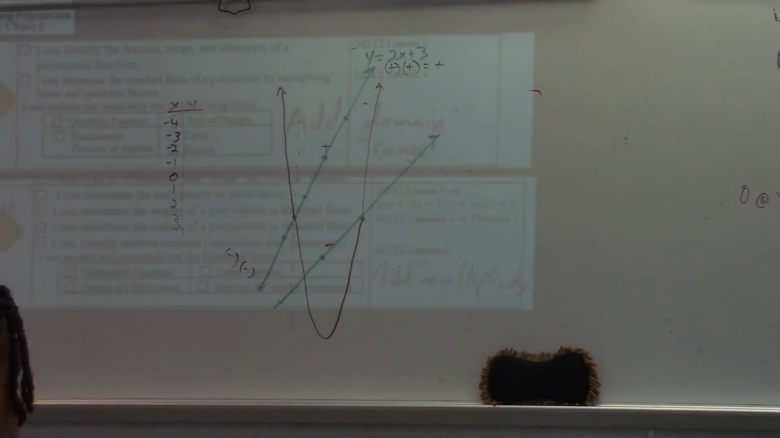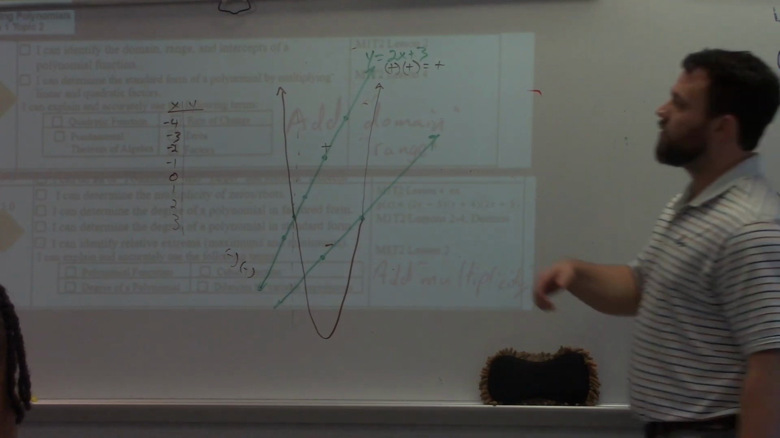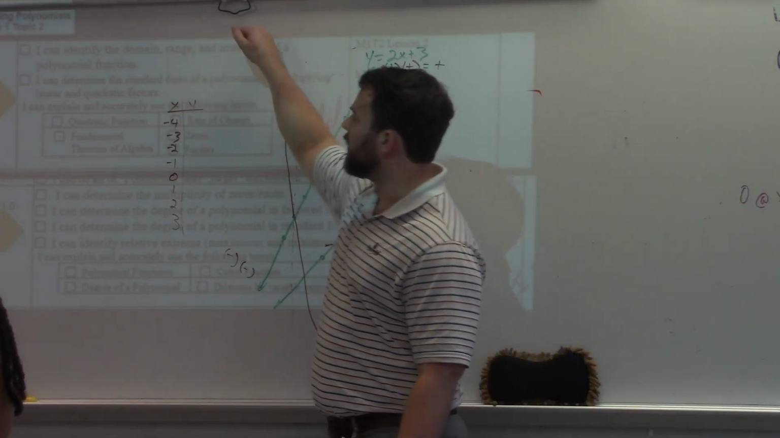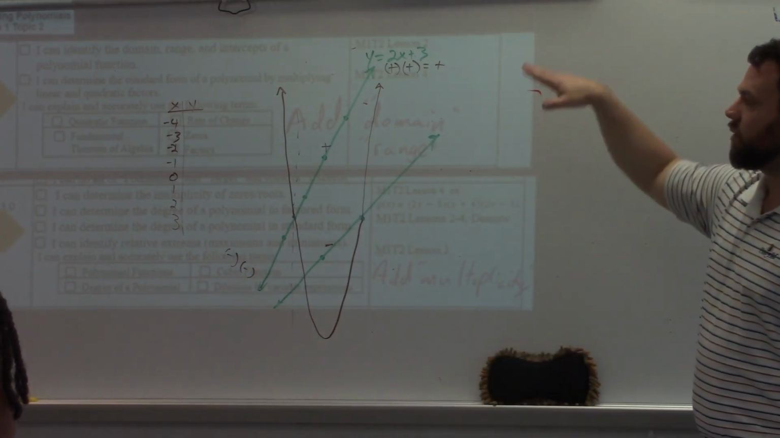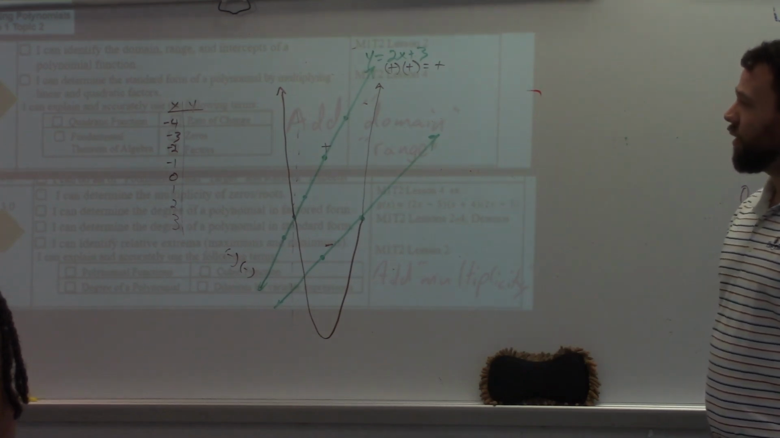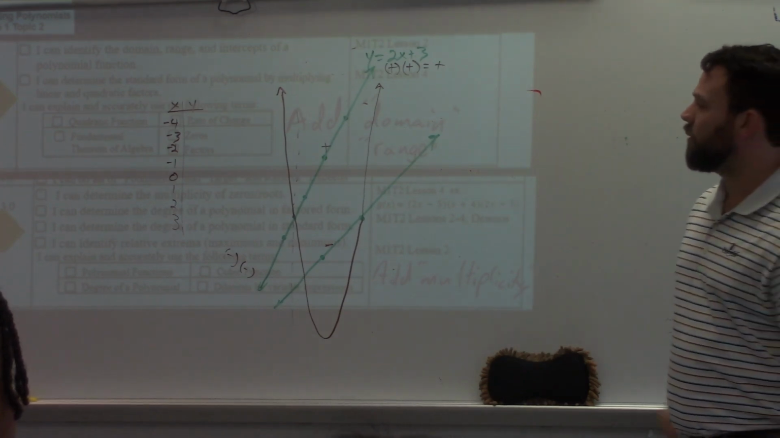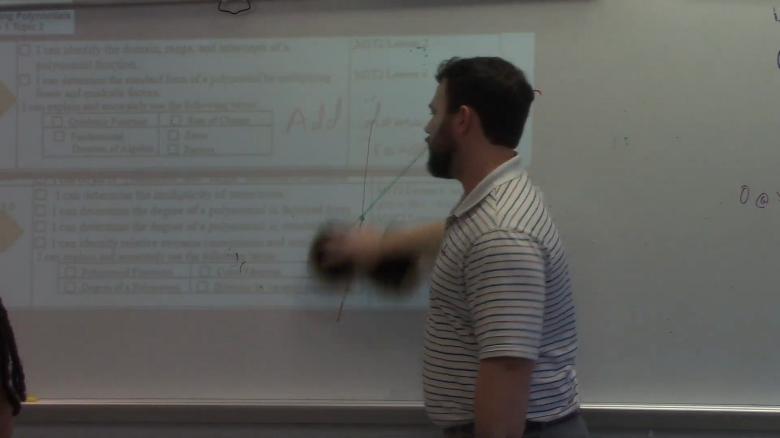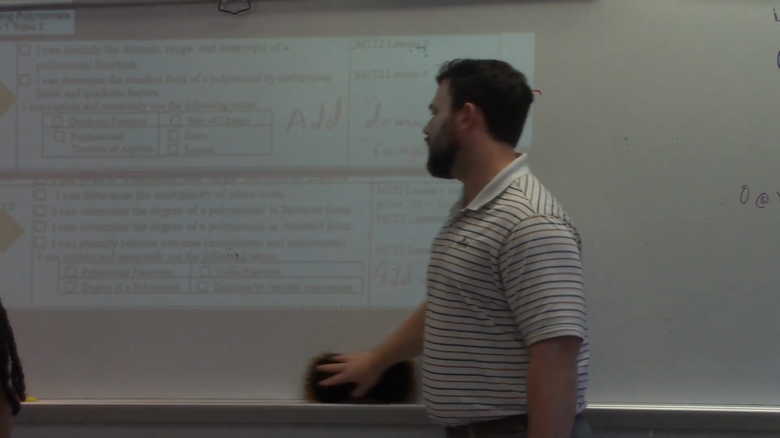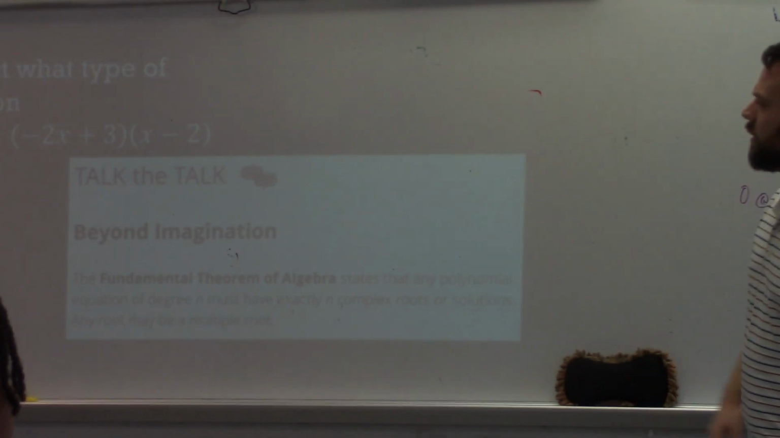What we're working on today is looking at domain, range, and intercepts from a polynomial function, and that's going to be based off of graphs. And we're going to be working on determining the standard form of a polynomial as well. So that's the focus. We will do some of these other things a little embedded within that.